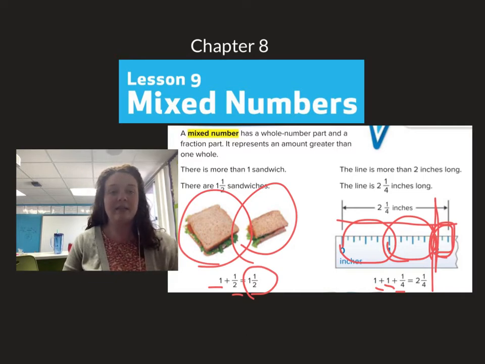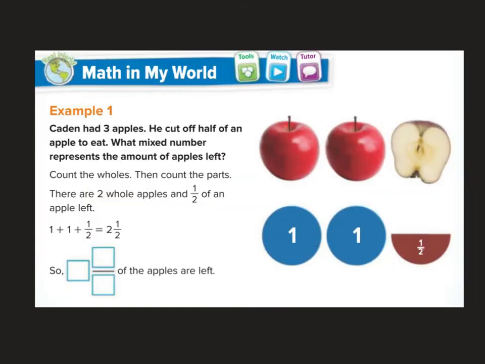Okay, so let's dig in a little more. For example 1 here, it says Caden had 3 apples. He cut off half of an apple to eat. What mixed number represents the amount of apples left? So if I count the wholes, I have 1, 2 whole apples shown by these circles here. And then I have half of an apple left. So he has, if we did 1 plus 1 plus a half is 2.5, he has 2.5 apples, right?